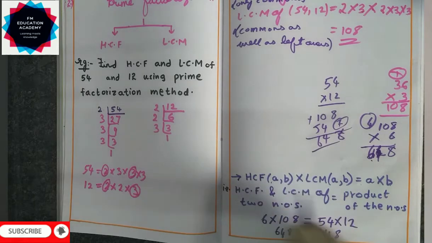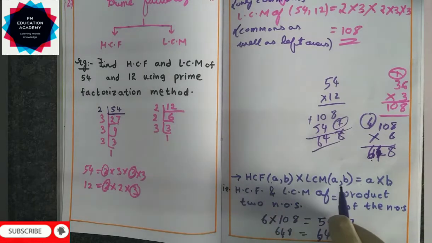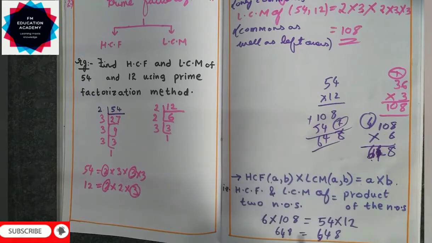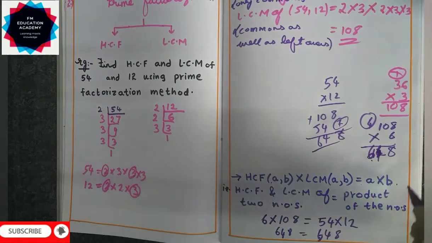See, I said, remember this formula: HCF of two numbers into LCM of two numbers is equal to the product of the two numbers. HCF for example is 6 and LCM for example is 108 for the two numbers. Whatever answer I get here will be equal to the product I get when I multiply both the numbers. 648 is equal to 648. This is the proof that this concept is true.